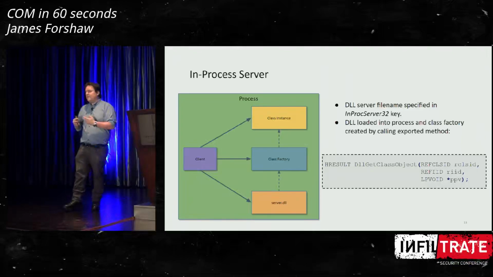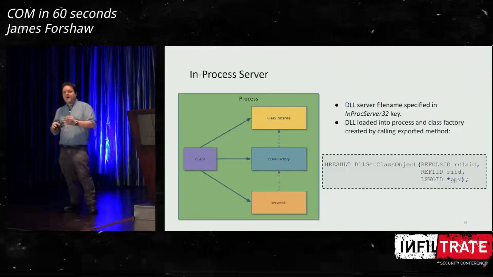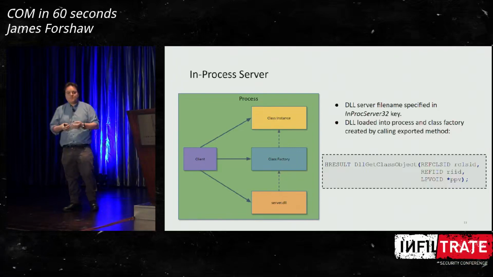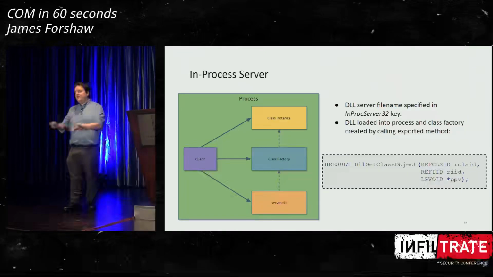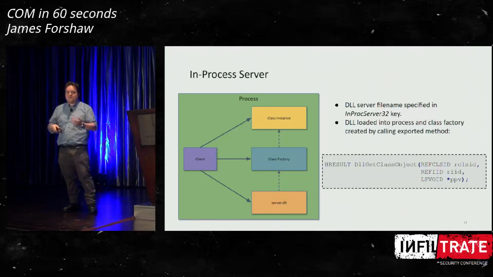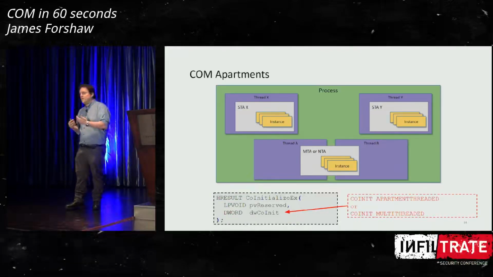Now, there's various different types of servers, and a server in COM parlance is basically an implementation which can contain multiple classes. The simplest one is the in-process server, and this is just a DLL. So the registry information contains a path to a DLL, and this DLL exposes an exported method, DllGetClassObject. You pass it a class ID. If it knows about that class ID, it should return you a factory object, and from the factory object, create instances. Very, very simple.